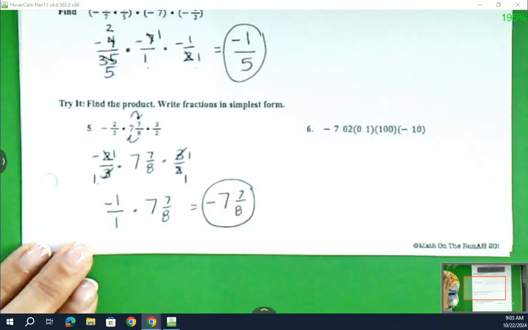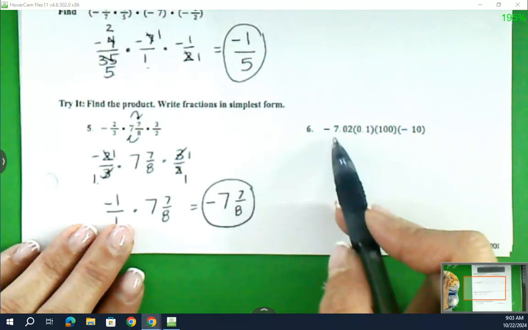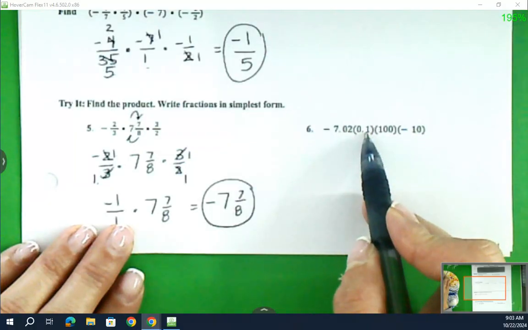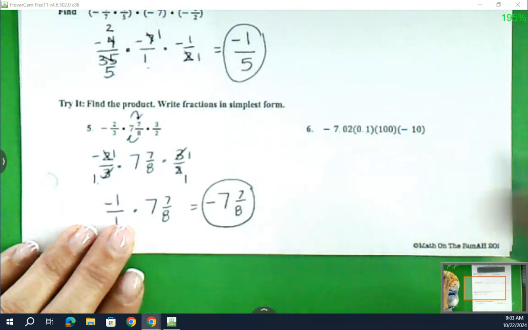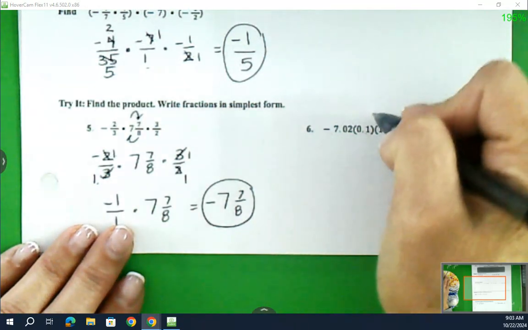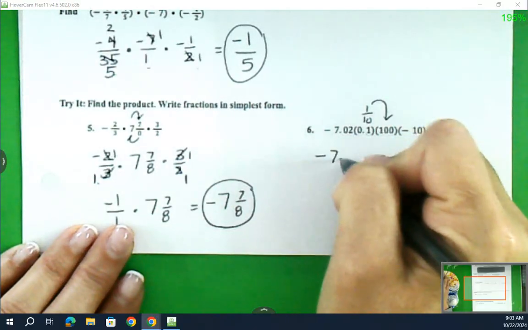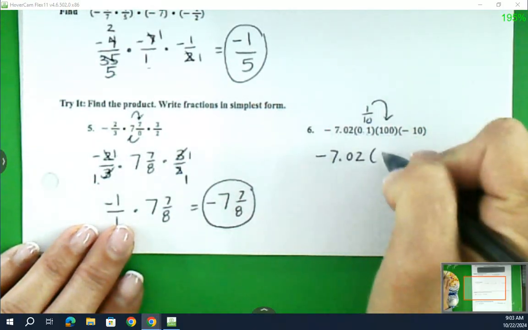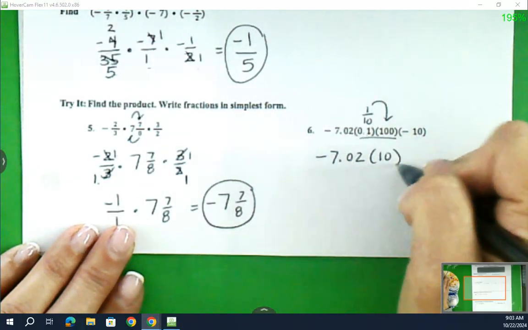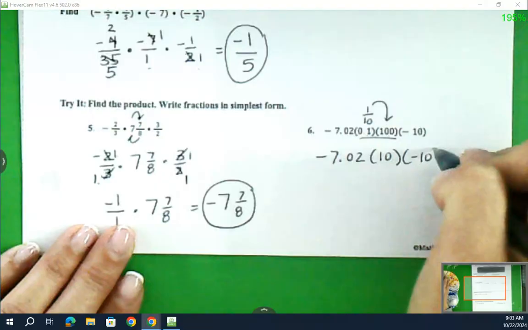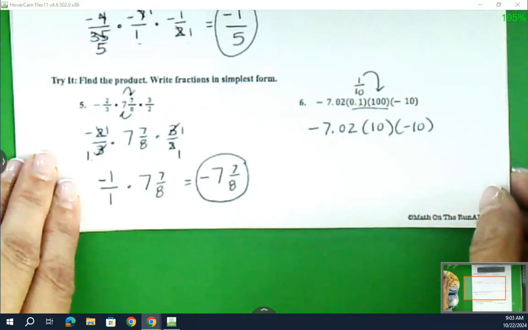Okay, looking at number 6, I have a couple decimals and a couple numbers here. And I have a negative times a positive. That's going to give me a negative number; a negative times a positive is still negative, times a negative is going to be positive. I also notice that this is 1/10, and 1/10 of 100 is just 10. So I'm going to write negative 7.02 times 10. I took care of these two first using the associative property, and then times negative 10. So again, order doesn't matter for multiplying. You can choose which ones you want to multiply first.